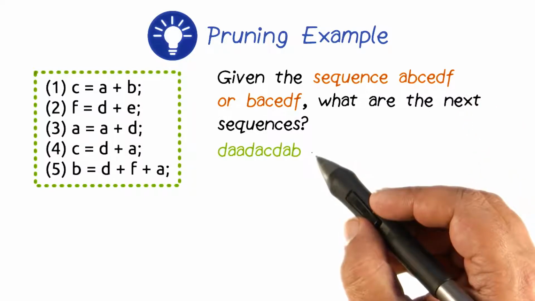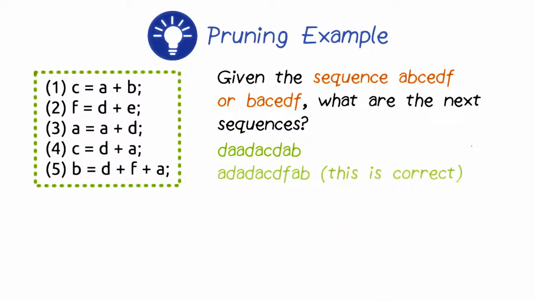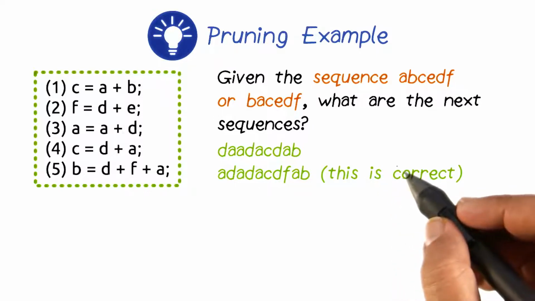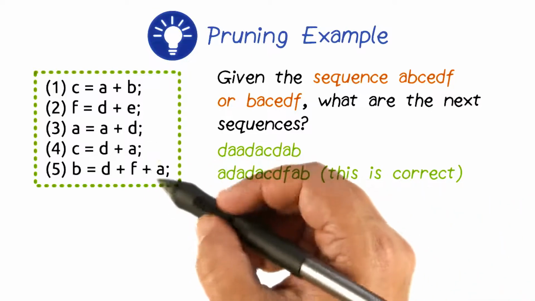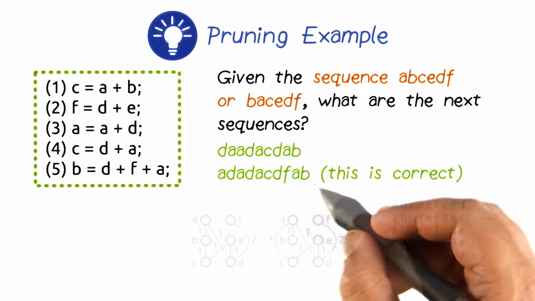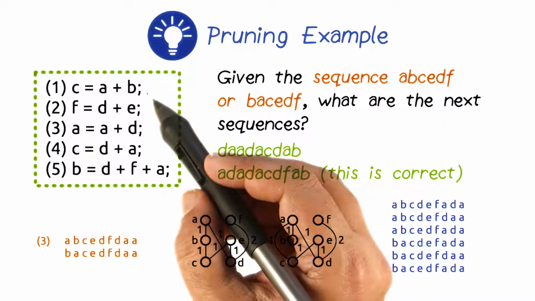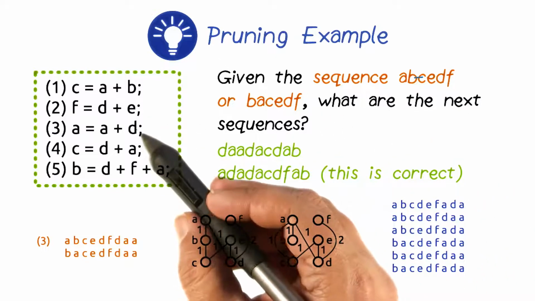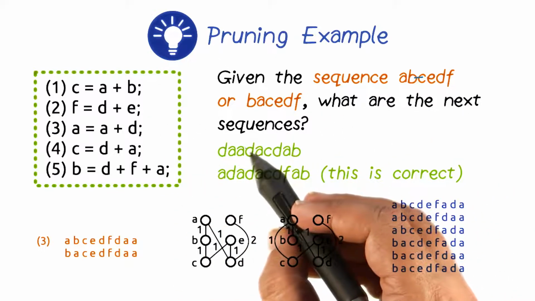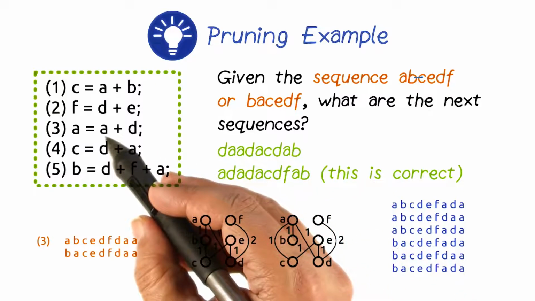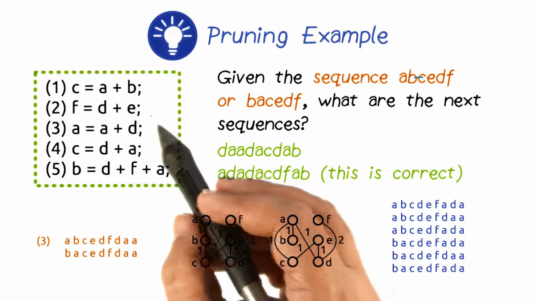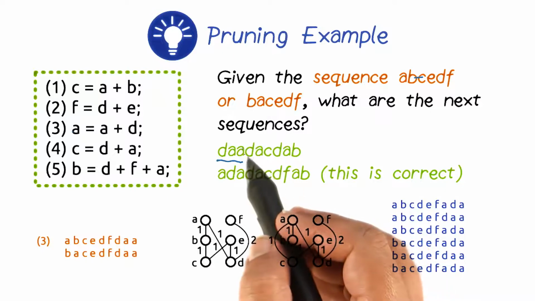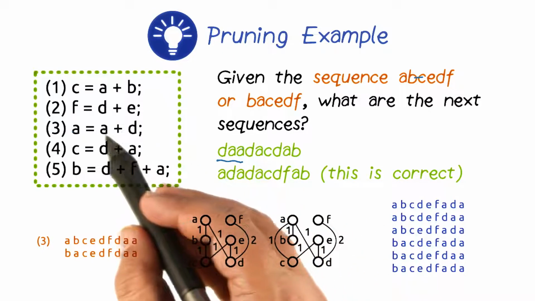Is the next sequence going to be DAA, DAC, DAB, or is the next sequence ADA, DAC, DFAB? The answer that is correct is the second sequence, ADA, DAC, DFAB. Let us look at the first one. So far we have covered the first two statements in one of the two sequences here, and we are at the third statement. The third statement can lead to A followed by D followed by A, or can lead to D followed by A followed by A. So the first three syllables of this access sequence are in fact correct. It could be D followed by A followed by A.